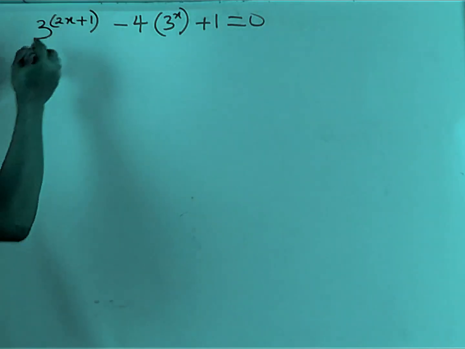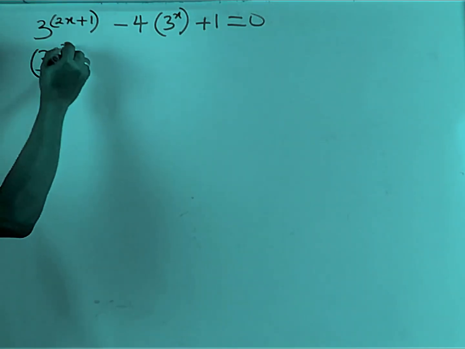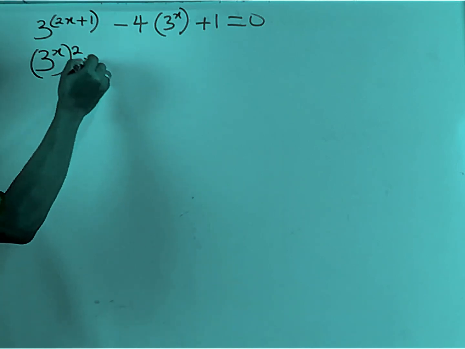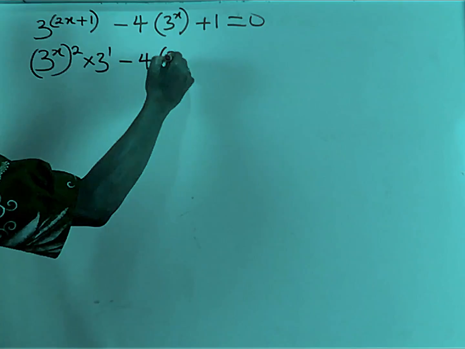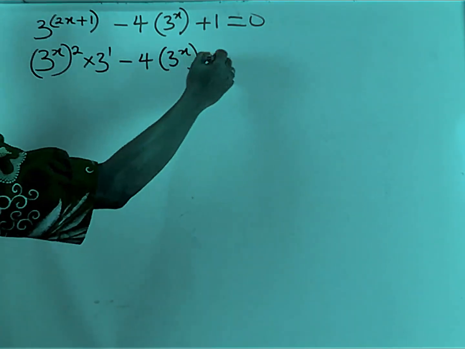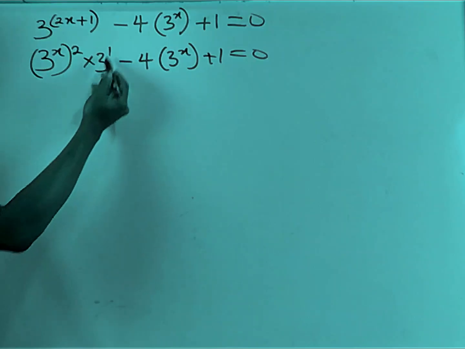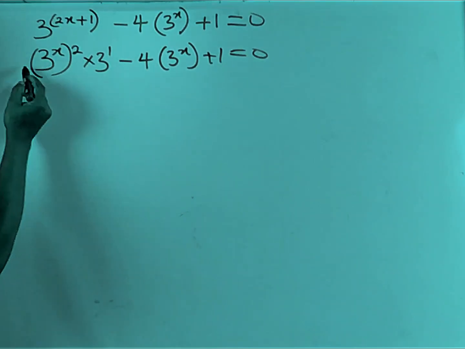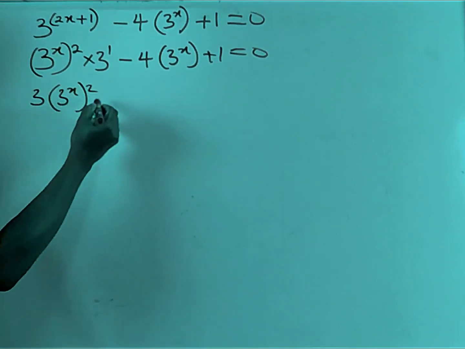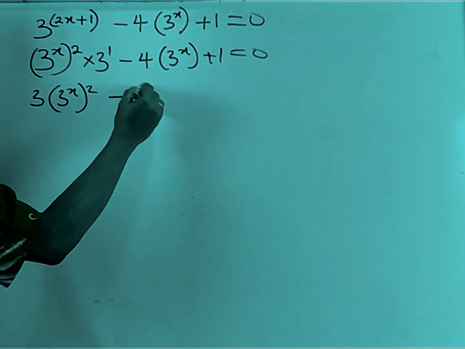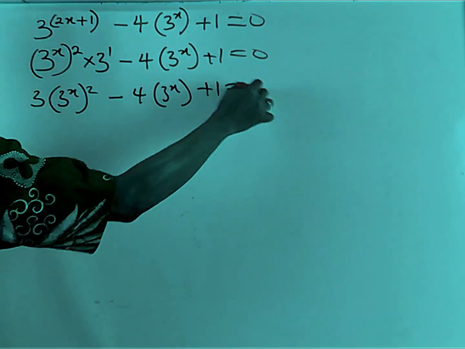Let's do just that. This will become (3 raised to the power x) in brackets, everything raised to the power 2, multiplied by 3 raised to the power 1, minus 4 bracket 3 raised to the power x plus 1, equals 0. Alright, this part is 3. 3 raised to the power 1 is 3. And we bring it right here and it becomes 3 into (3 raised to the power x) raised to the power 2, minus 4 into 3 raised to the power x, plus 1 equals 0.